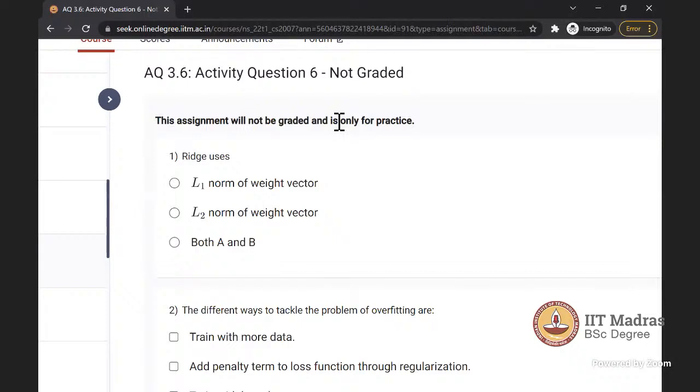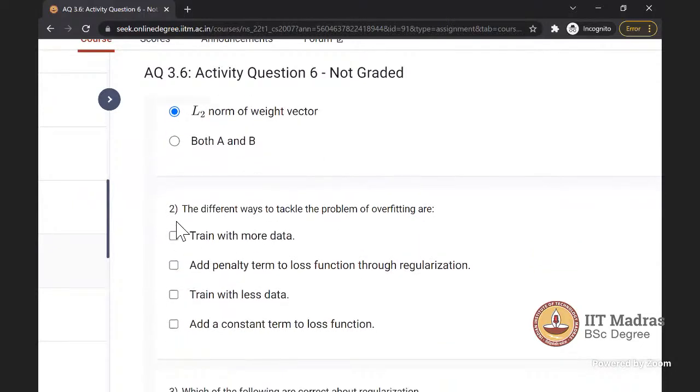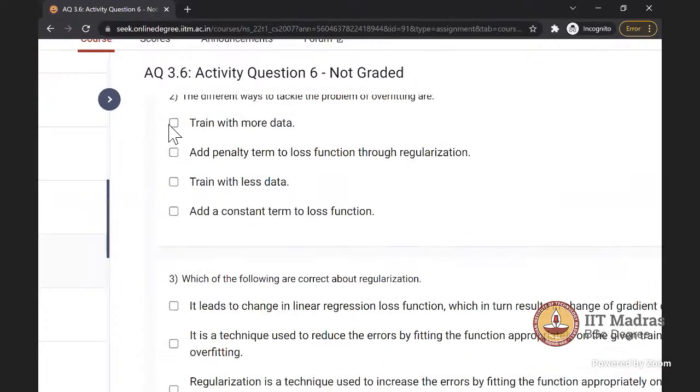This question is actually repeating. Ridge uses which knob? I think it is L2. We can quickly skip this one. The different ways to tackle the problem of overfitting are, I think we have seen this one also. No, there's something new. Train with more data, we have seen this one. We have also seen the regularization part. We have had a discussion about this. So these two are the correct answers. Train with less data is going to have the opposite effect. Add a constant term to the loss: this is not going to do anything, because adding a constant, it will be absorbed in the bias term.